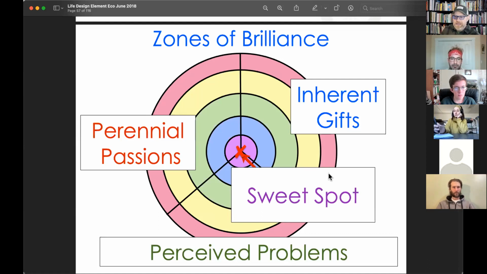There's kind of these three areas within our zones of brilliance. There's our perennial passions, so the things we love to do. And so within permaculture, there's going to be things that, every time you come up to them, you enjoy. It might be earthworks, it might be propagation, it might be passive rainwater harvesting, it may be active rainwater harvesting, it might be social permaculture. You may have a number of these different areas that you just love. And it's really important to note those things down.